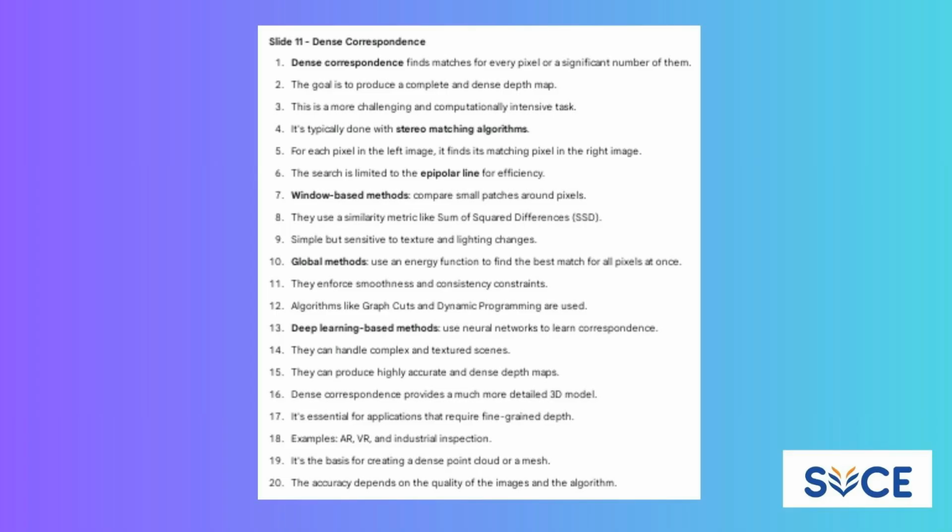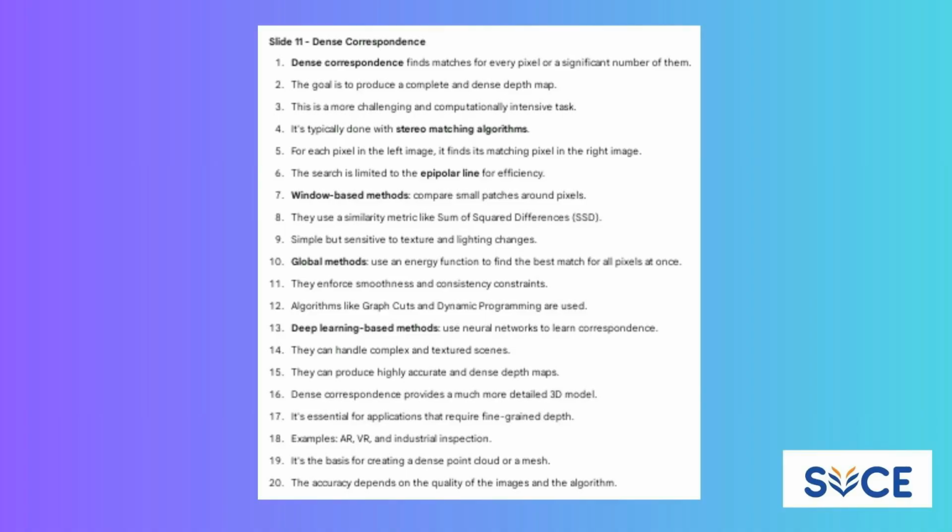More advanced methods are global, meaning they find the best matches for all pixels at once by using energy functions that enforce consistency and smoothness. Algorithms like graph cuts and dynamic programming are great for this.